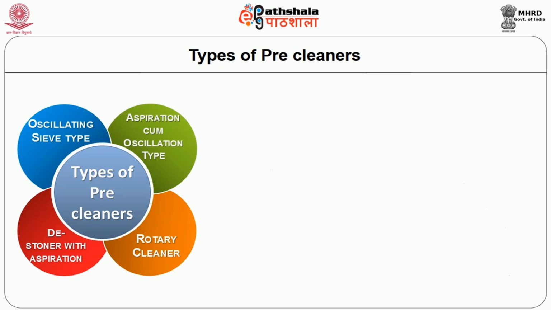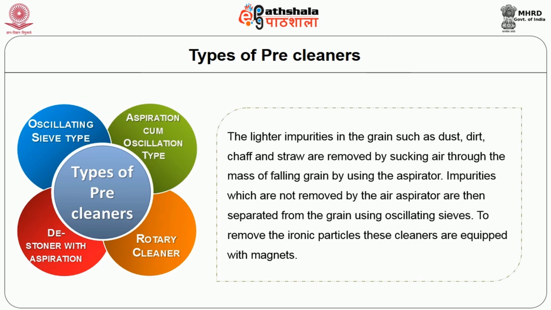The next type is the aspiration cum oscillation type. Here the lighter impurities in the grain, such as dirt, dust, chaff and straw, are removed by sucking air through the mass of falling grain using the aspirator. Impurities not removed by the air aspirator are then separated from the grain using oscillating sieves. To remove ferrous particles, these cleaners are equipped with magnets.